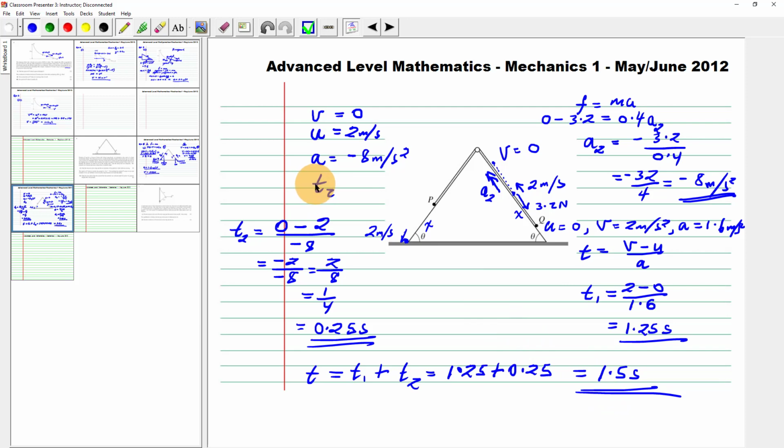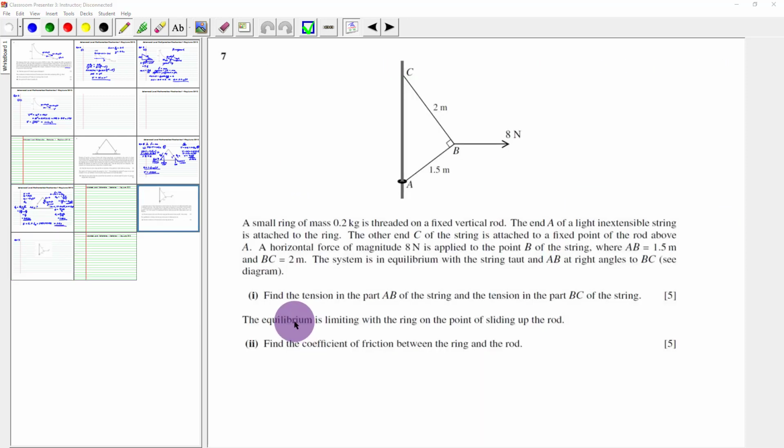Let's go to question 7. In question 7, we are given that a small ring of mass 0.2 kg is threaded on a fixed vertical rod. The end A of a light inextensible string is attached to the ring. The other end C of the string is attached to a fixed point of the rod above A. I think all the information is given there.